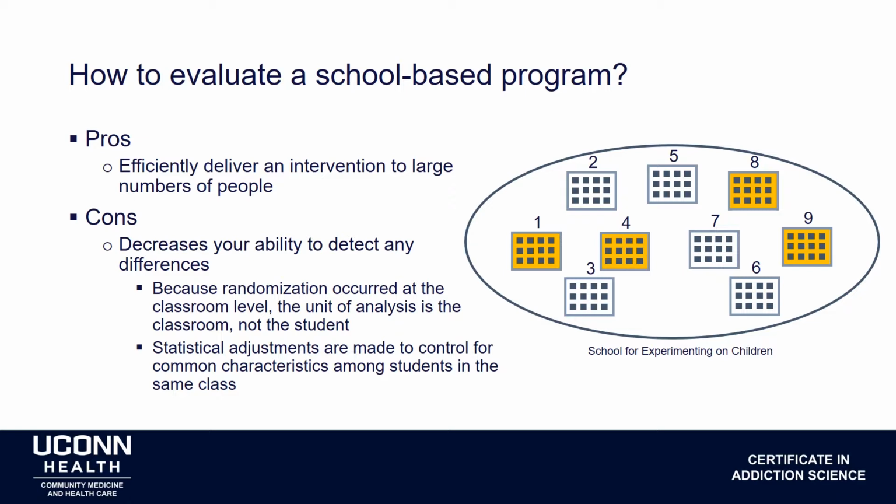So statistical adjustments are made for the commonality shared between students within the same classroom because they're learning the same material, they share more of the same environment, they're more likely to be similar to each other than students in another classroom. So while you can expose a large number of students to your intervention of choice, it does decrease your ability to detect differences to determine whether your program is actually effective or not.